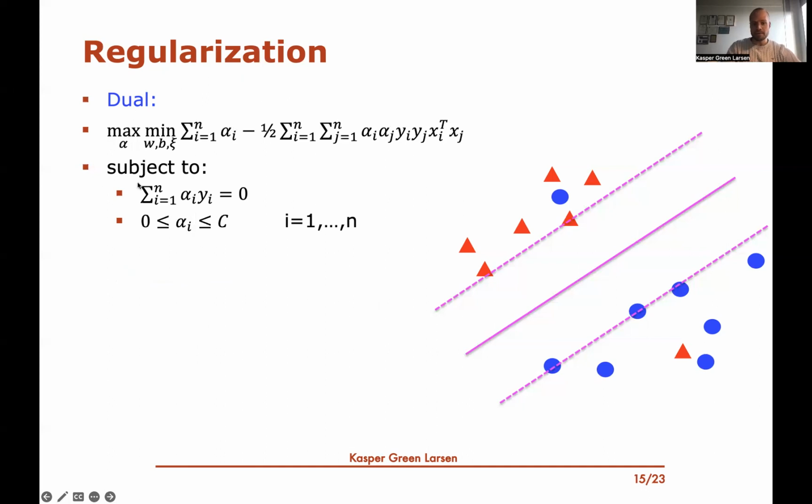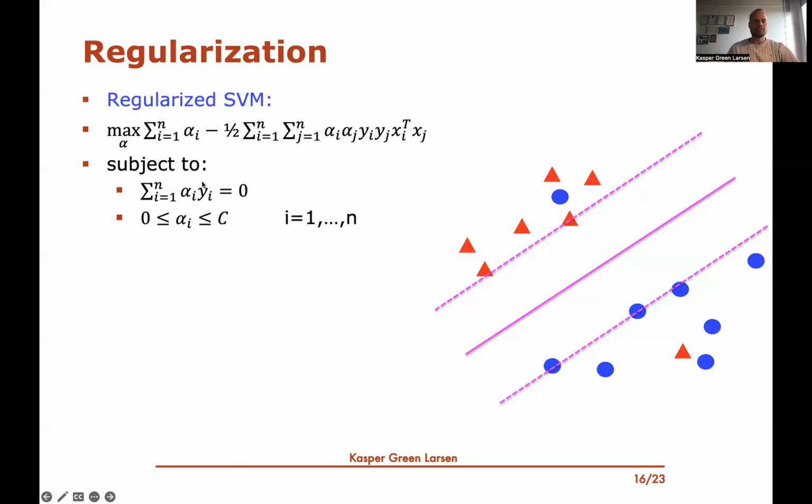We got completely rid of the r, and now we just have these constraints that the alpha_i's have to lie between 0 and c. And again, if we look up here, we have a minimum over w, b, and psi, and none of them appear in the objective function, and they don't appear in the constraints, right? So we can just get rid of them.